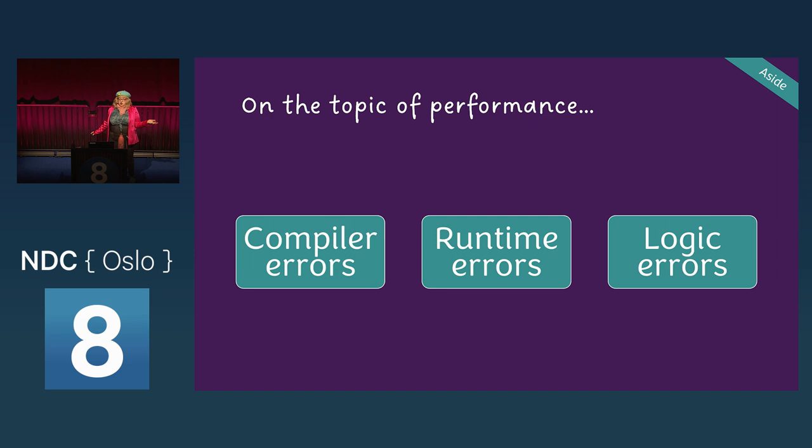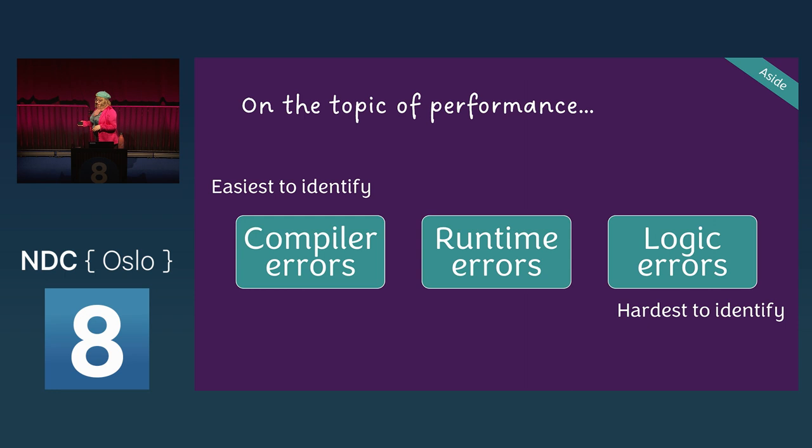So compiler errors are the easiest thing to identify and fix, and logic errors are the hardest to identify and fix. Logic errors are normally someone looking at the output and going, something seems a bit wrong.